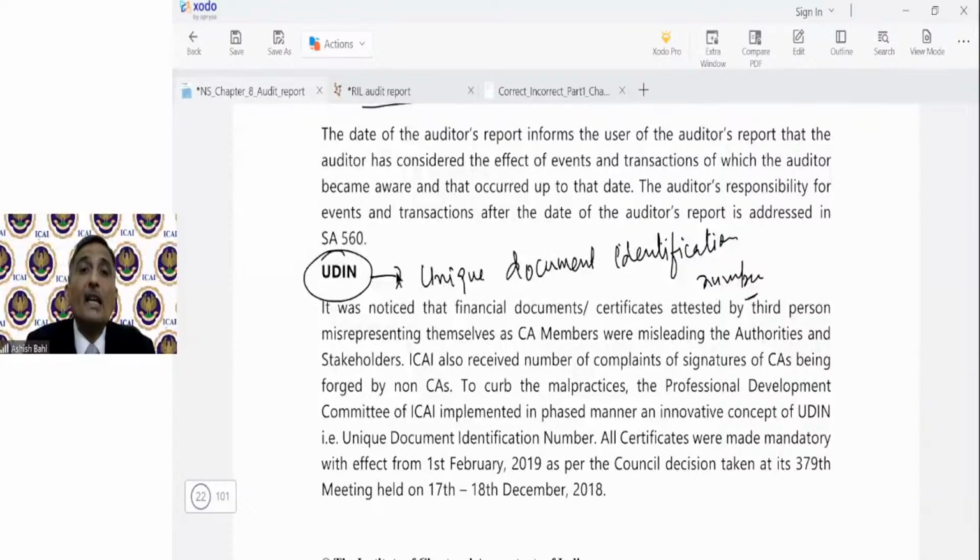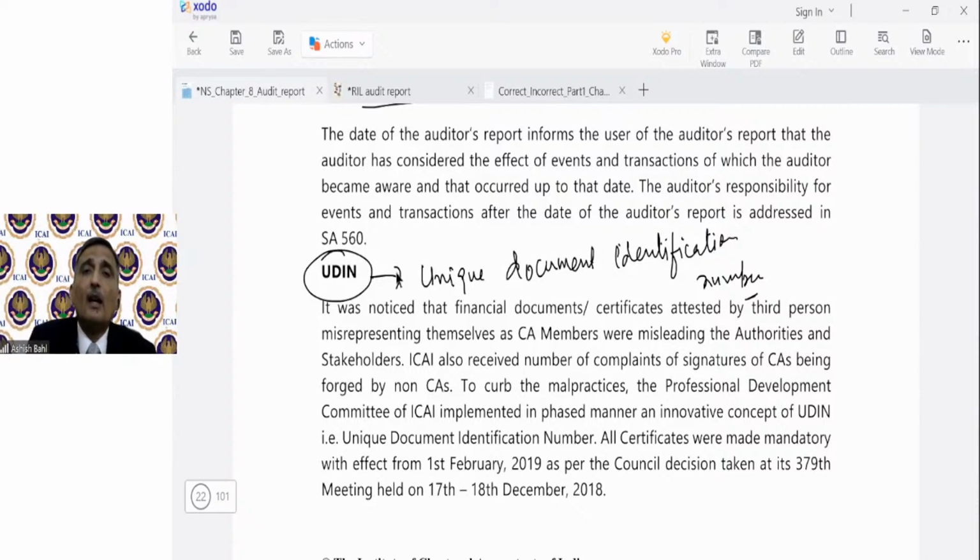Okay, so it is also required to be stated on every audit report. Remember, students, it is required to be stated for every audit report. And not only for every audit report, it is now mandatory for every certificate to be signed by a chartered accountant.